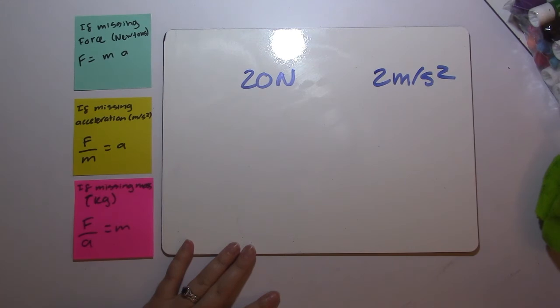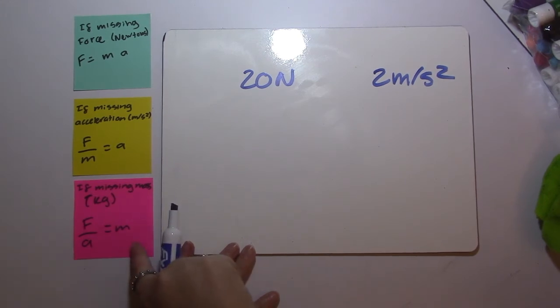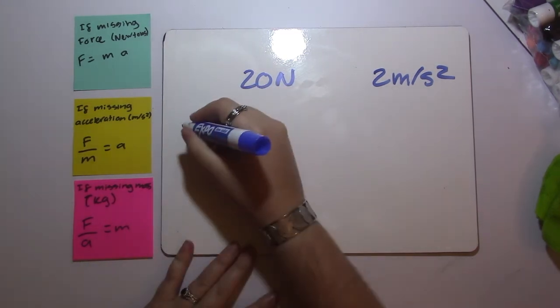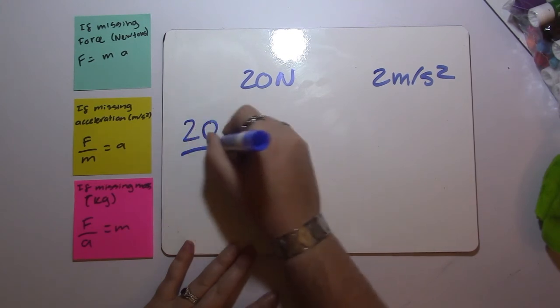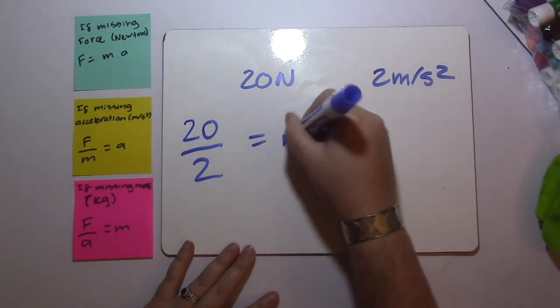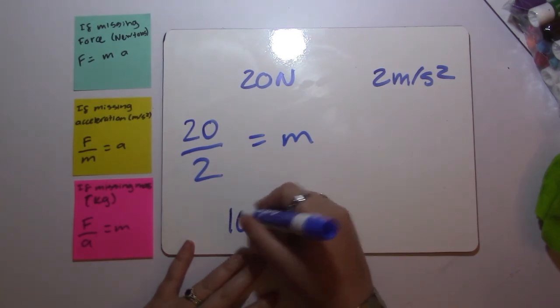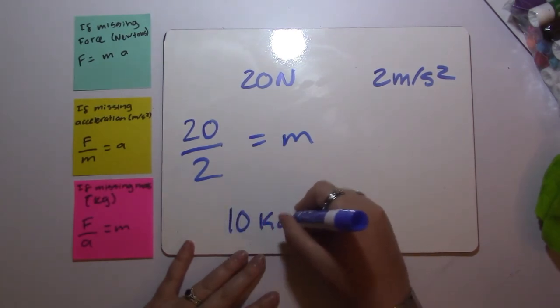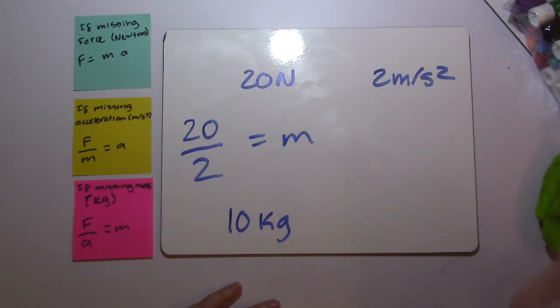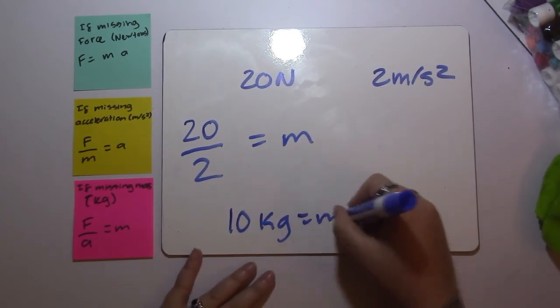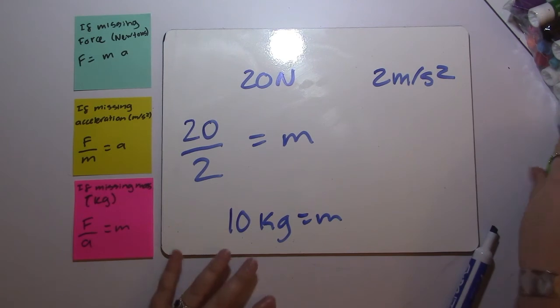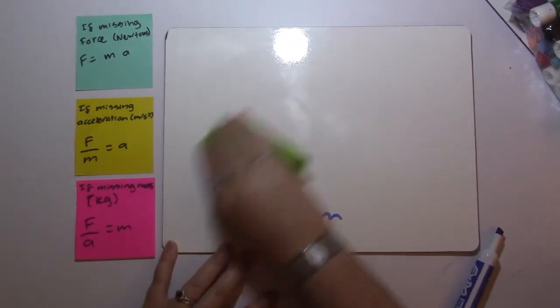To solve this equation, I'm going to use this version of the equation because I am missing mass. So 20 divided by 2 is going to give me my mass in kilograms. 20 divided by 2 equals 10 kilograms. And that's my mass. Let's try one more together.